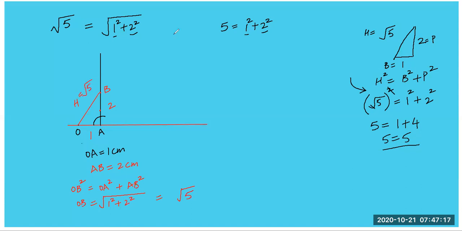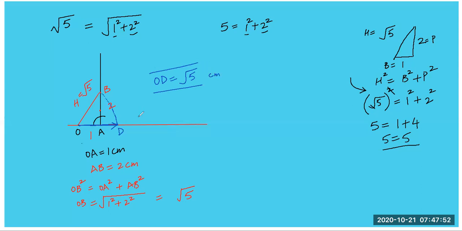So what I will do, I will just draw an arc with my compass. I will draw an arc. The arc may fall here. I can name this point as D. So my OD length, this length OD, is equal to under root 5 on the number line. I can write centimeter also here. Even if I don't write, no problem.